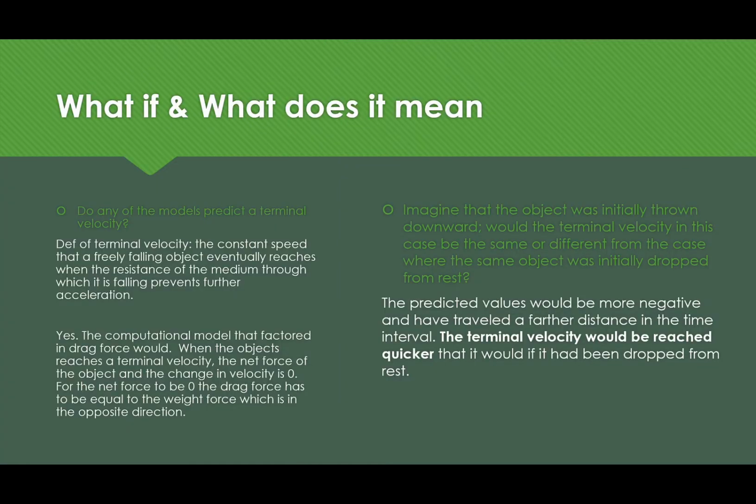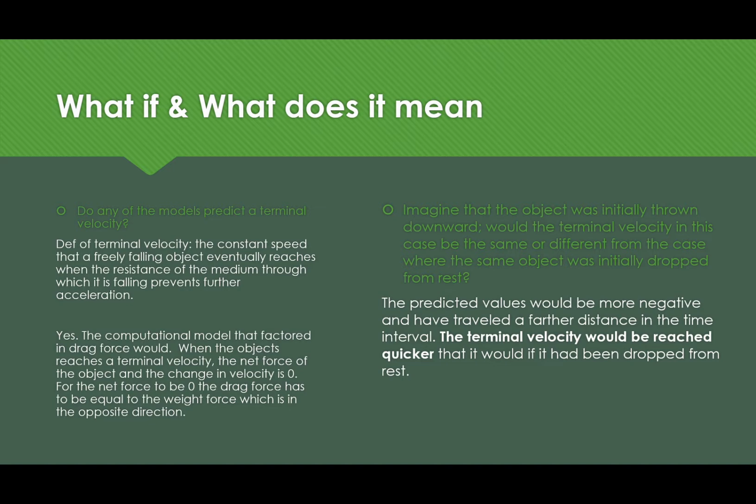Again, I used the "what does it mean" from Lab 2 because it says a lot about this lab as well. And so in determining the terminal velocity, what does the model say? Well, the terminal velocity can be seen a lot with the computational model because it factors in the drag force, which you can see in the explanation on the left.